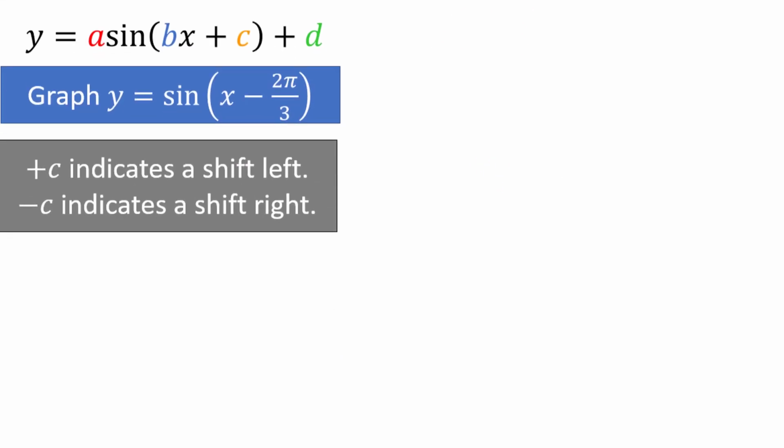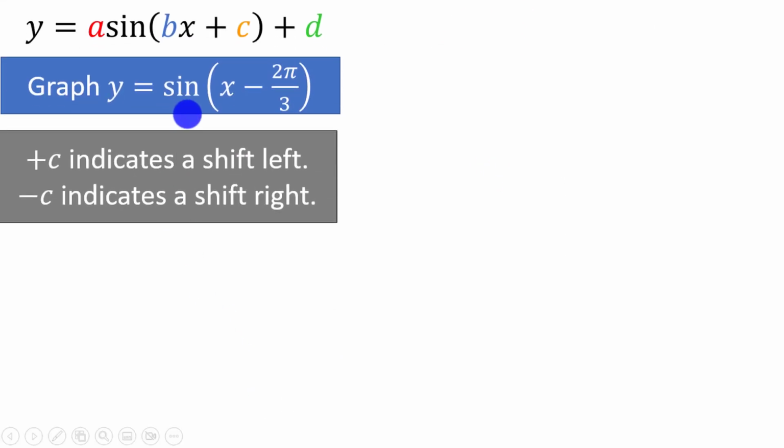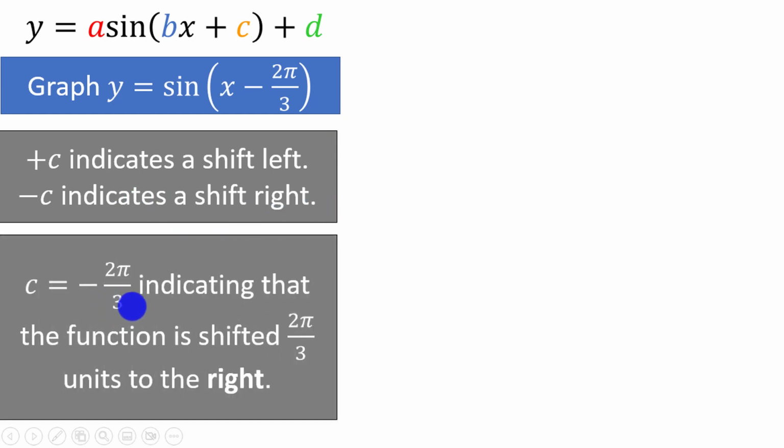Let's take a look at this one. We have y equals sine of x minus 2 pi over 3. Again, we have a value for c, which indicates a shift of the function, either to the left or to the right. In this case, since we have a negative value for c, this is going to indicate a shift to the right. c equals negative 2 pi over 3, which indicates that this function is shifted 2 pi over 3 radians to the right.